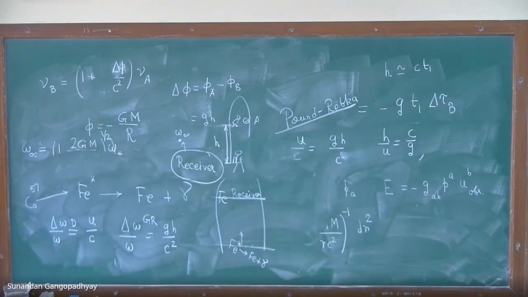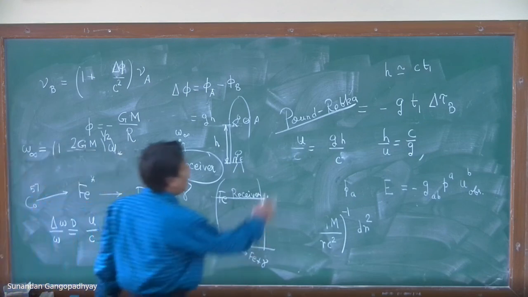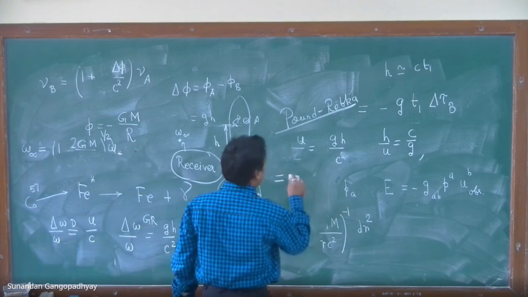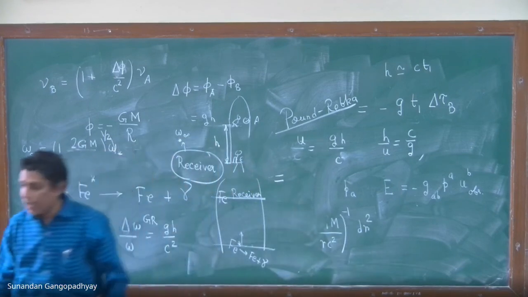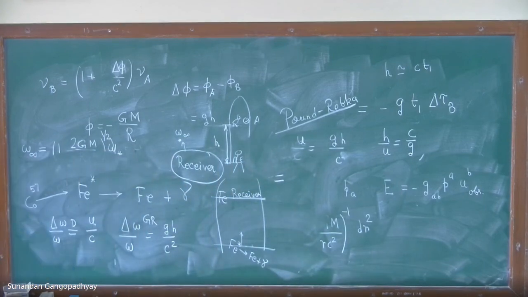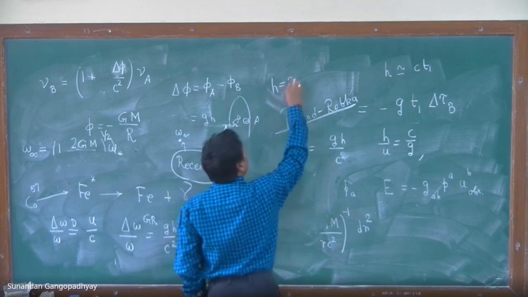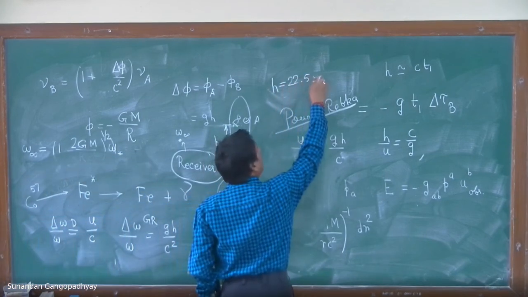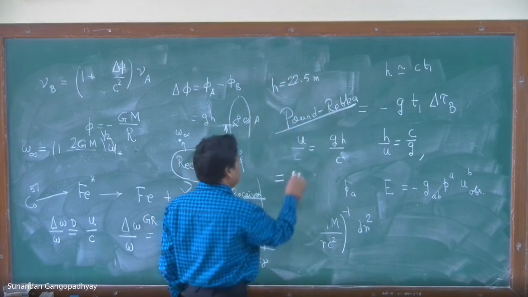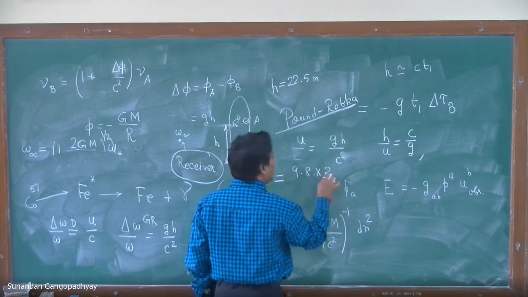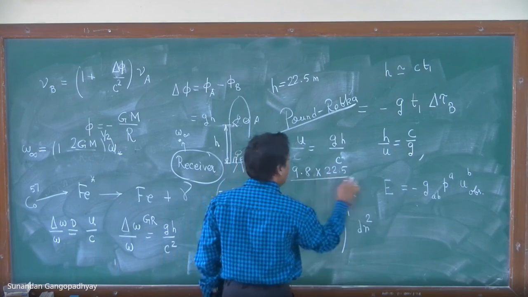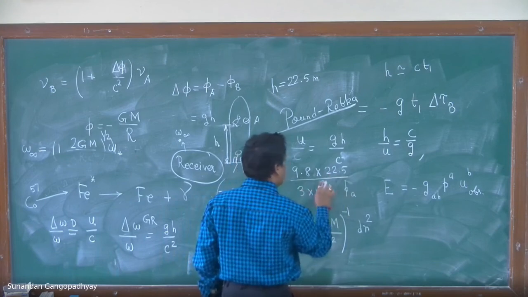But this is Doppler, this is GR. Now you calculate this velocity. g is 9.8 meter per second square, and the height at which they performed the experiment was 22.5 meters, the top of the Jefferson laboratory. So this is 9.8 into 22.5 by 3 into 10 to the power of 8.